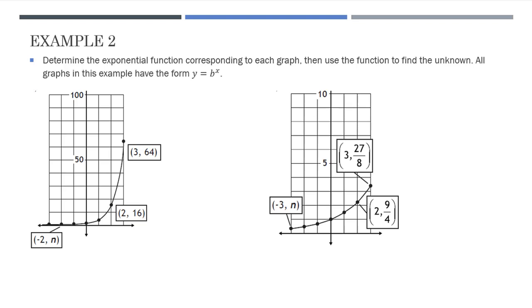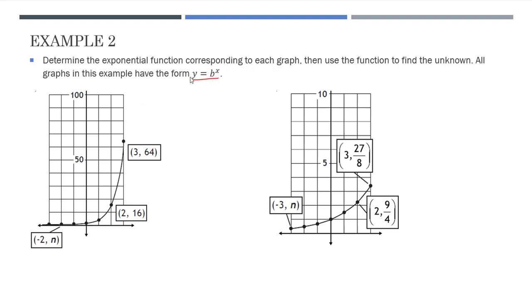All right, example 2, something a little bit different. Determine the exponential function corresponding to each graph, then use the function to find the unknown. All graphs in this example have the form y equals b exponent x. Now that is really important for this. It would be much more difficult if we didn't know it was this form already. We might need some other information or to do a lot more work.